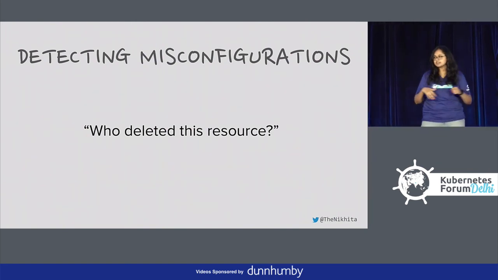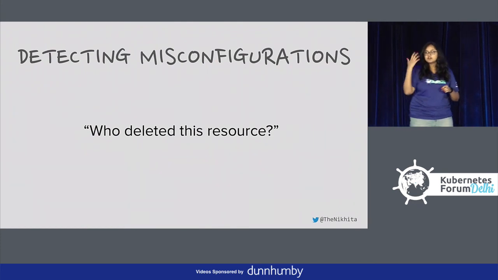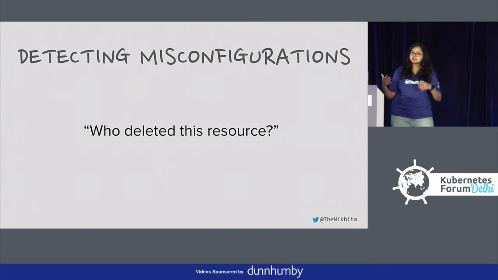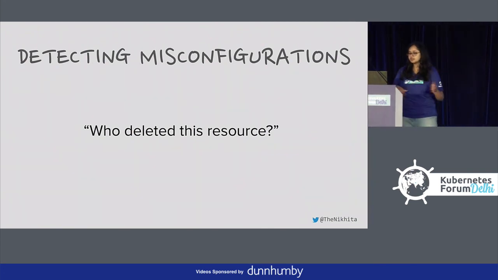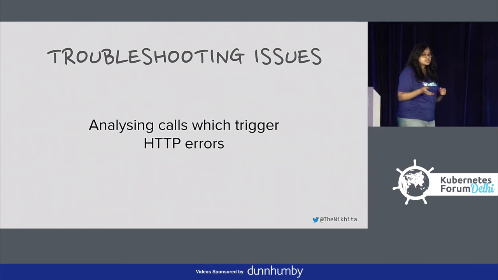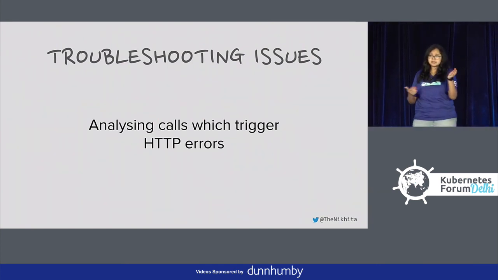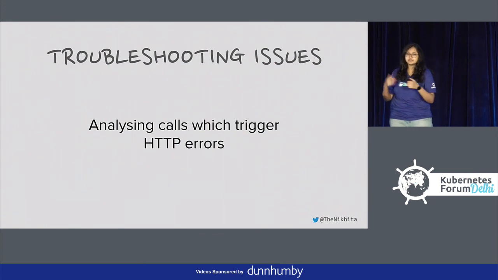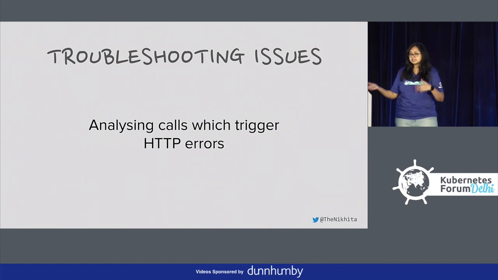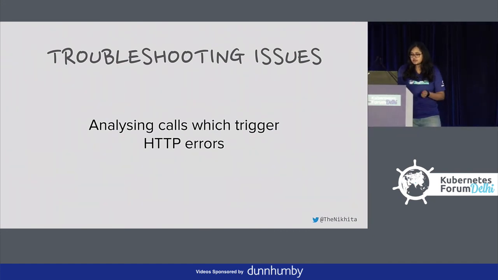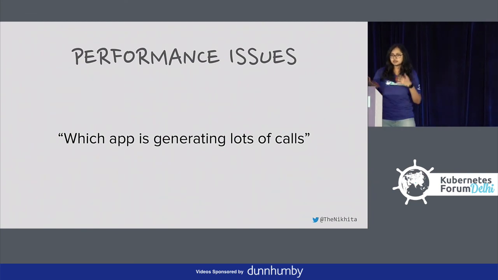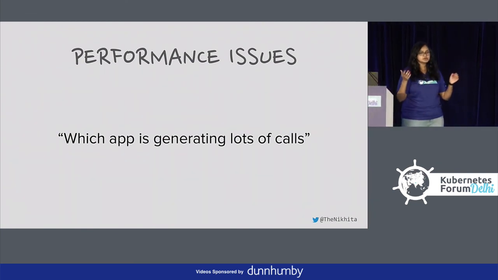As we saw earlier in the example, it can tell you who updated your secret with that strange suspicious value. It can help you answer questions like who deleted this secret or who deleted this resource. You can also analyze calls and figure out which HTTP status error code you're getting a lot. For example, if you're getting lots of 403s, it probably means you have misconfigured RBAC. It can help you identify performance issues and answer questions like which app is generating the most calls.